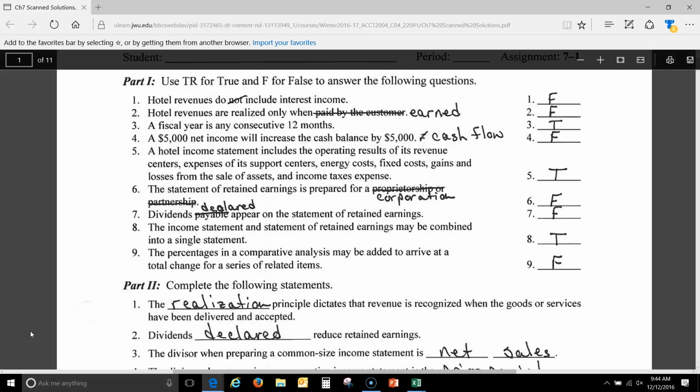Number three, a fiscal year is any consecutive 12 months. True, okay? And just as one of my pet peeves, and just so you won't look like you're an idiot, a lot of people out there call it a physical year. Remember, it is fiscal, two syllables, not three. Physical year is when you're dead, okay? Fiscal means money, okay?